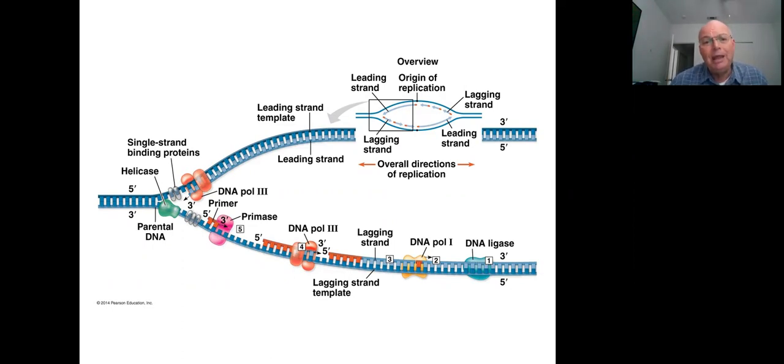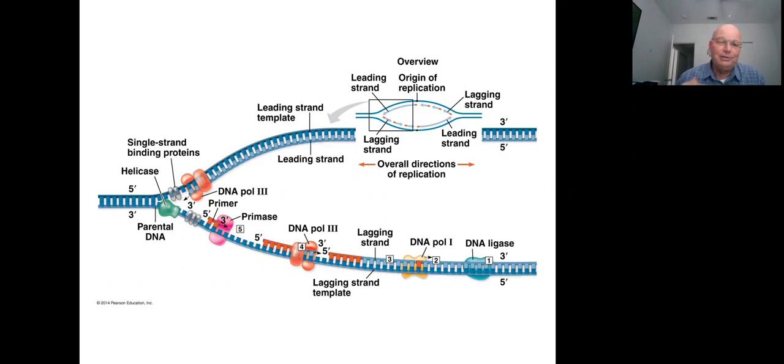And it's reprimed as the replication fork expands. So as room presents itself, the primase comes in, adds in the primer so that Pol3 can copy the next fragment. Once it's done that and runs up against the previous primer, it gets out of the way, Pol1 comes in, replaces the primer, it then gets out of the way so that ligase can come in and link the fragments together. And this is going on repeatedly on the lagging strand.